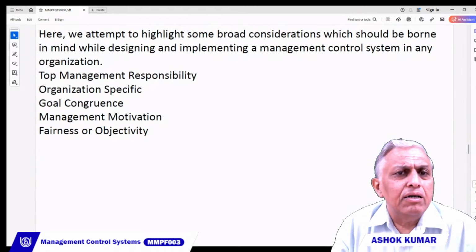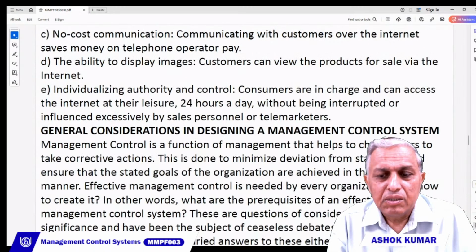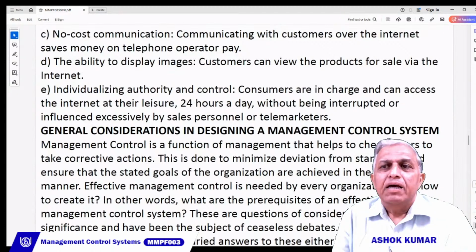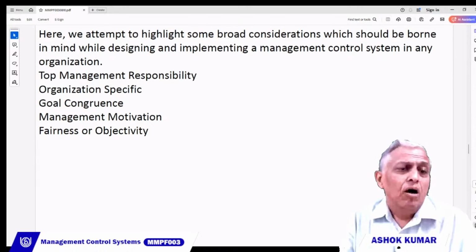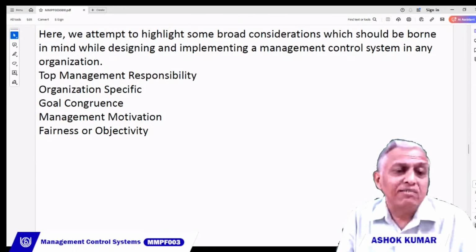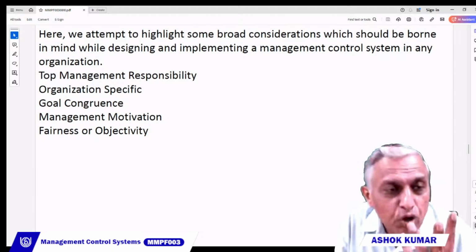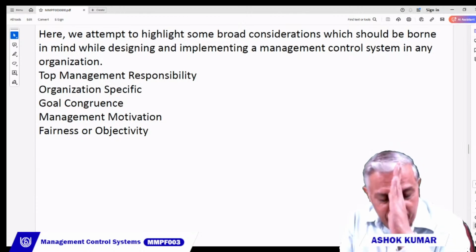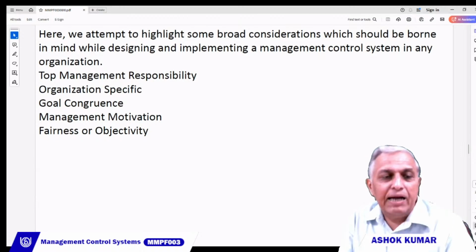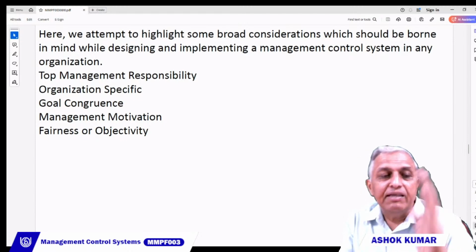Here we attempt to highlight some broad considerations which should be borne in mind while designing. Top management's responsibility. Organization specific: we have to look at the structure and delegation of powers and otherwise. Goal congruence: the recognition of goal congruence is very important, because everybody has to have the motive, the motto, and the motivation for achieving the goal. You have to recognize it and then achieve it.